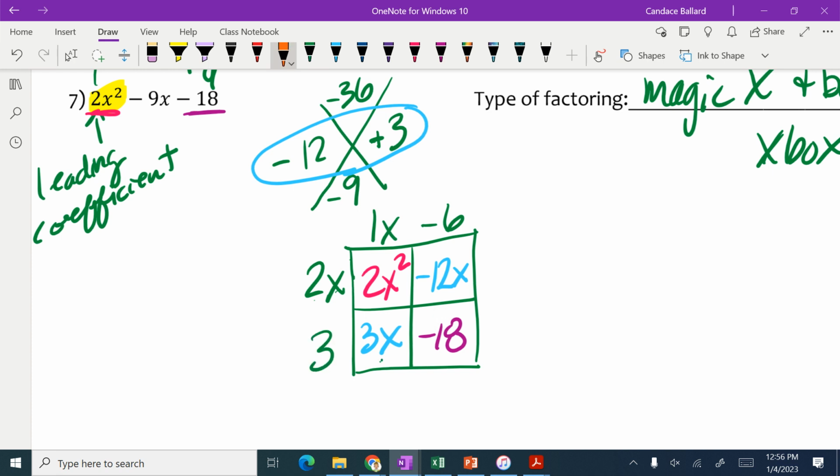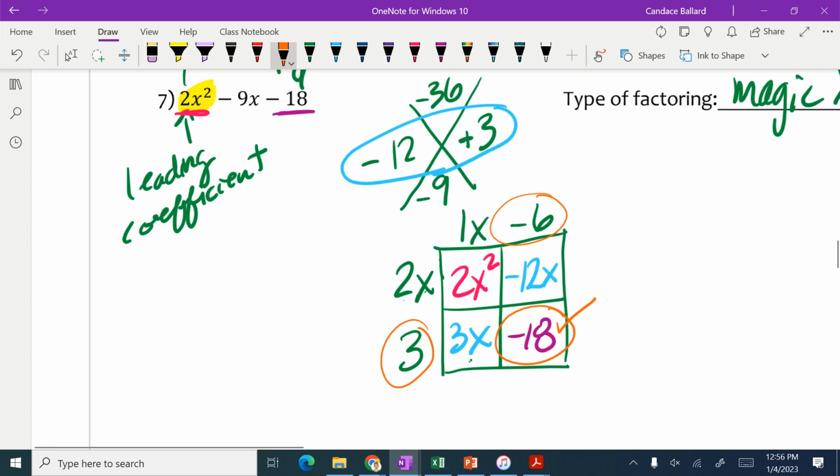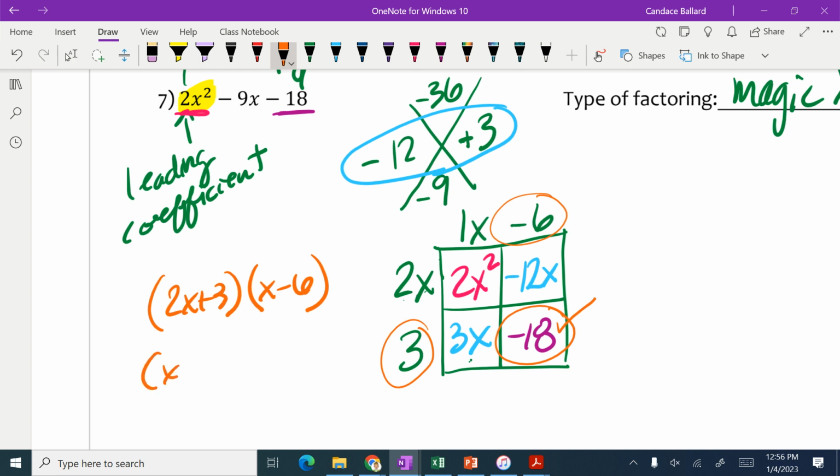3 times. Here's the beauty of this method. Negative 6 times negative 3 is, and it just checked itself. So you know you got it right. We may not leave the answer in the box. Mrs. Ballard does not allow that, does she? All right, so 2x plus 3 and x minus 6. Can you multiply it back out? Oh yeah, you can do this. There you go. I'm sorry, my last lesson we were reversing the process last period, so that's where my head is.